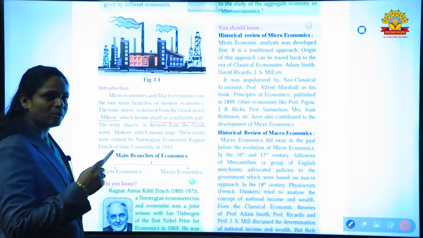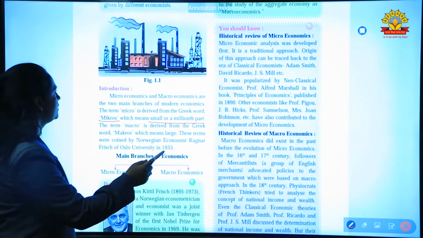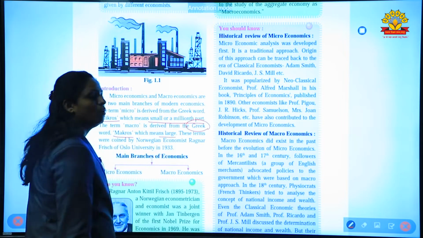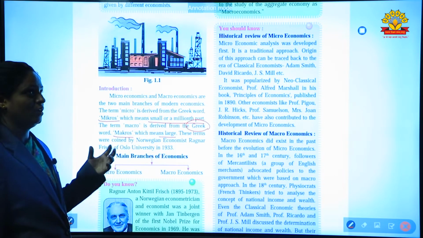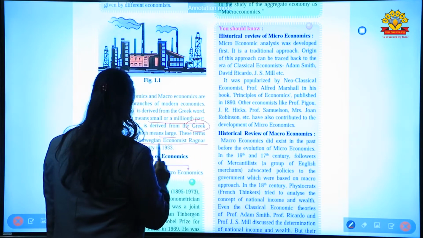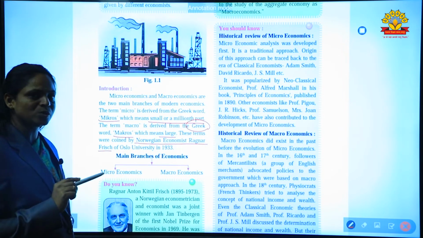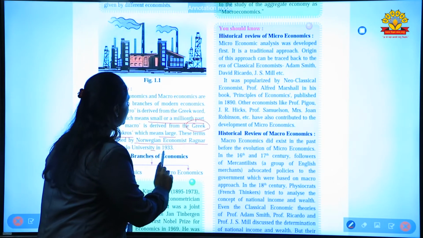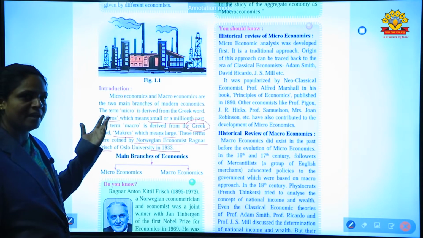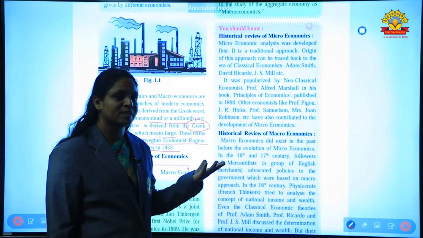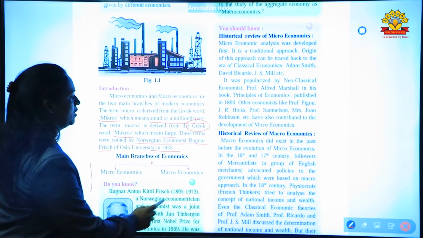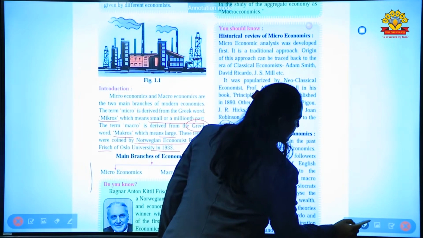The term macro is also derived from the Greek word makros, which means large. Both terms were coined by Ragnar Frisch, a Norwegian economist, at Oslo University in 1933. In this way, these two terms were developed by Ragnar Frisch at Oslo University in 1933.